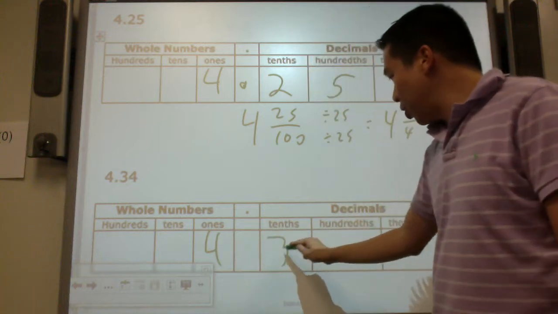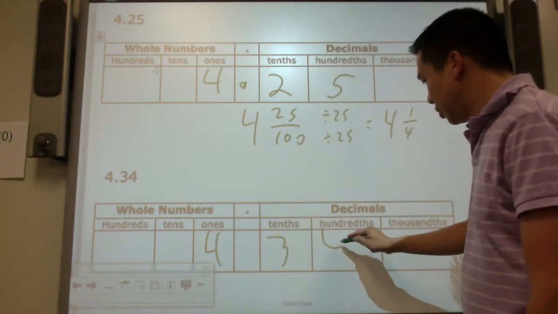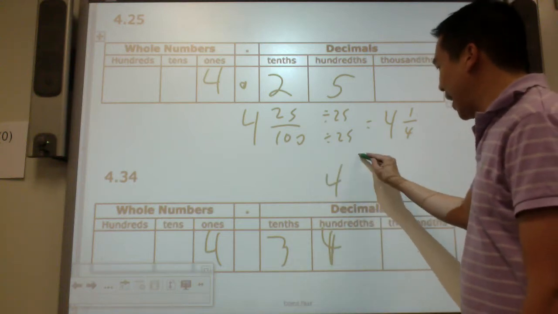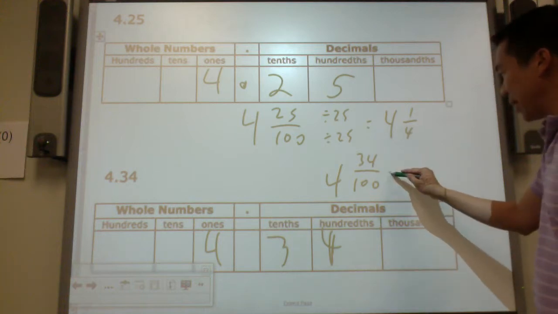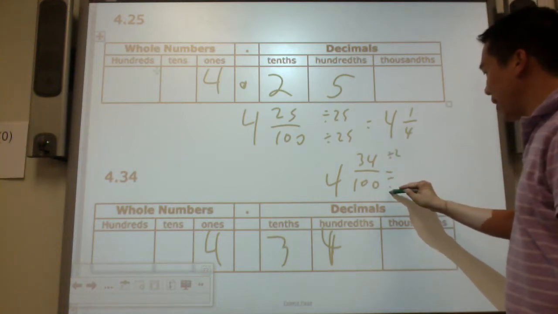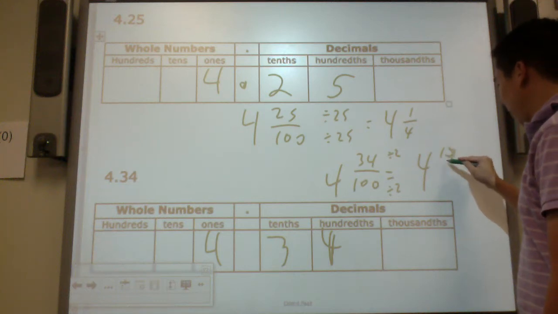4 and 34 hundredths. Ooh. So you can write that as a fraction, 4 and 34 hundredths. Can you break this down? Yes, you can divide both the numerator and denominator by 2, and you get 4 and 17/50.